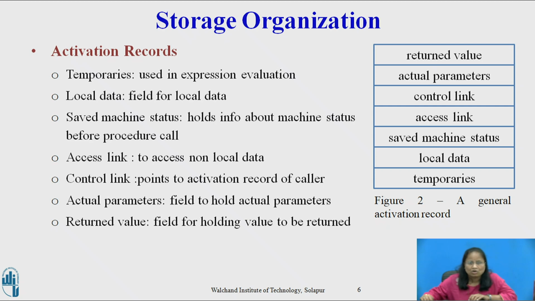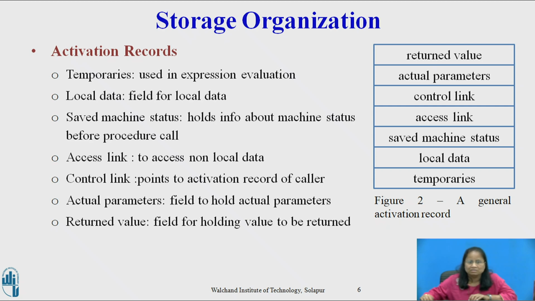Access link. The optional access link is used to refer to non-local data held in other activation records. For a language like Fortran, access links are not needed as non-local data is kept in a fixed place. Access link or the related display mechanism are needed for the Pascal language. Control link. The optional control link points to the activation record of the caller.